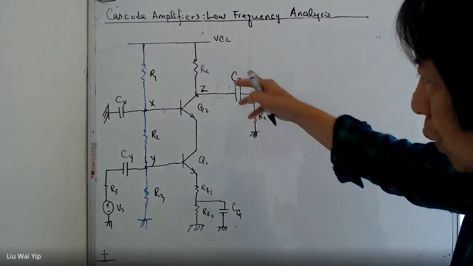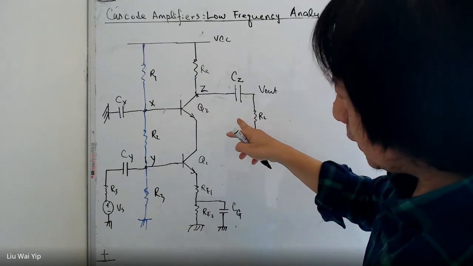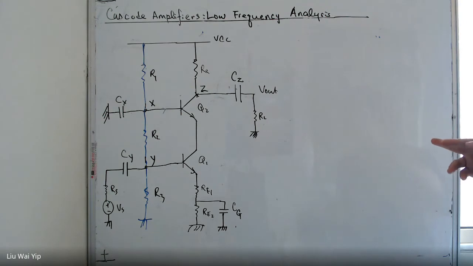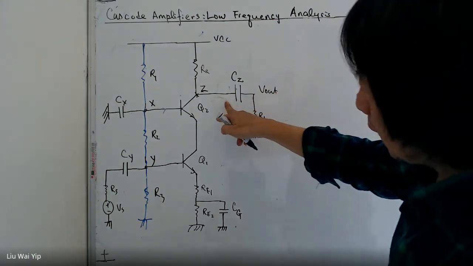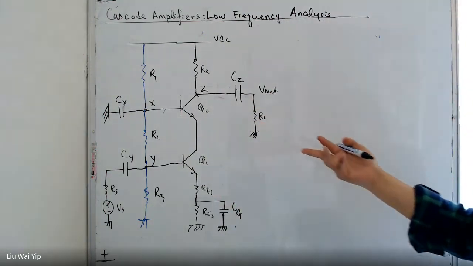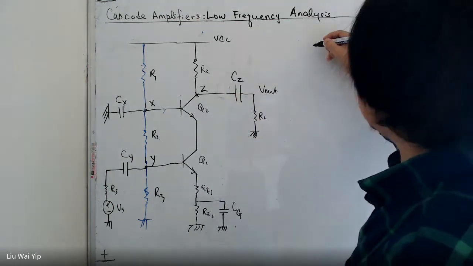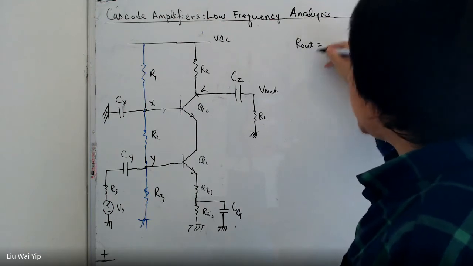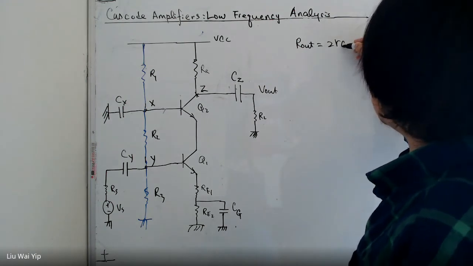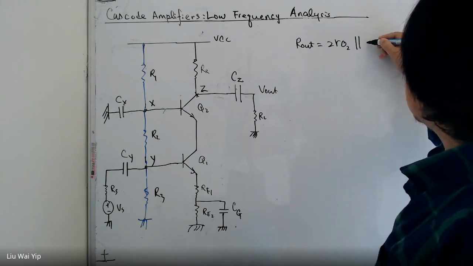So we have to work out all the poles associated with each of these coupling capacitances. I think the easiest one to start with is the output one here. We know there is the output impedance here. We have already derived the output impedance. The output resistance here is RO, which is equal to the early effect RO2 in parallel with RC.